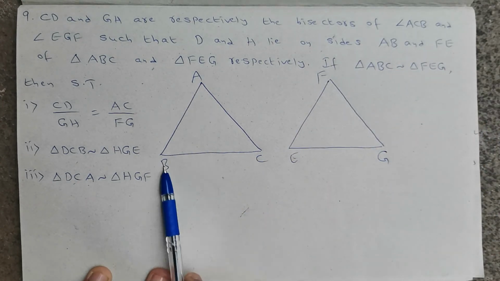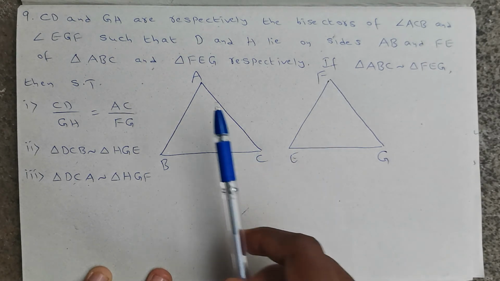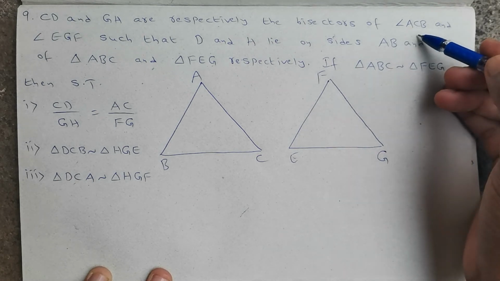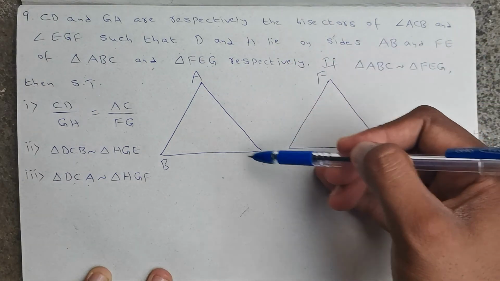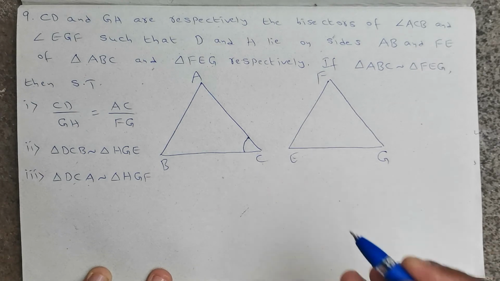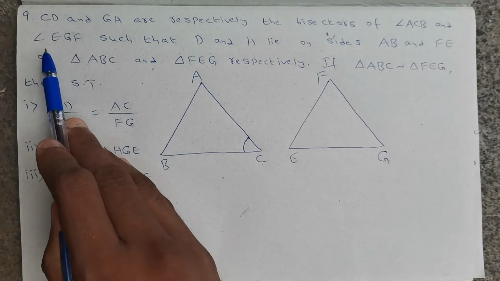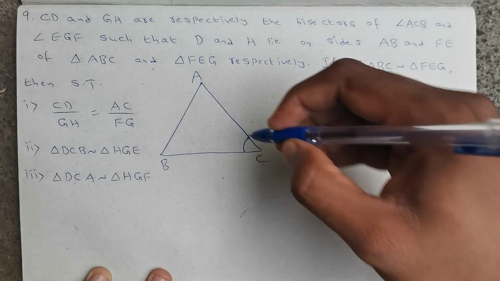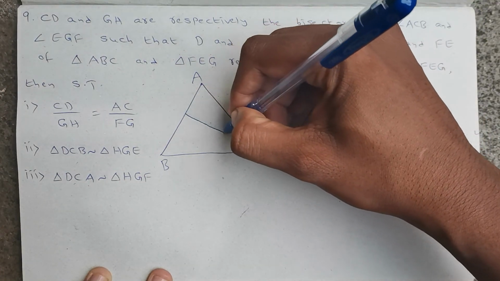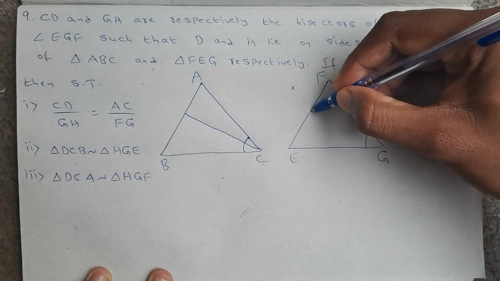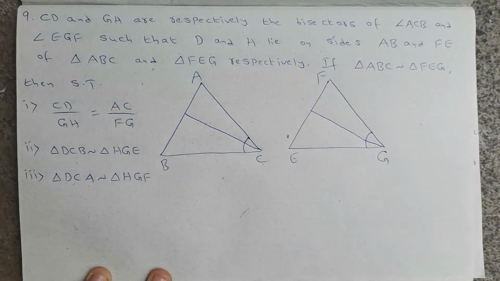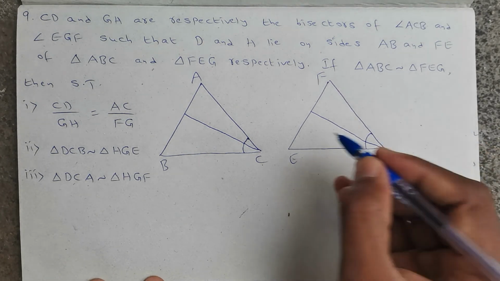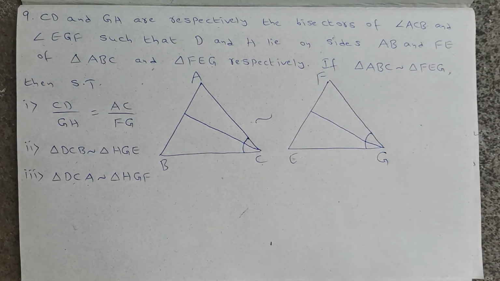We have two triangles ABC and FEG. Then he said CD and GH are bisectors of angle ACB. This angle he is bisecting, and EGF, this angle also he is bisecting. And he clearly mentioned that ABC is similar to FEG. This bigger triangle is similar to this bigger triangle.